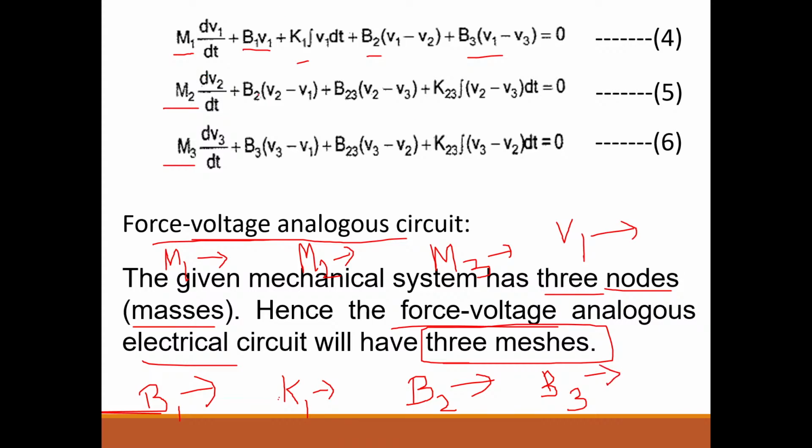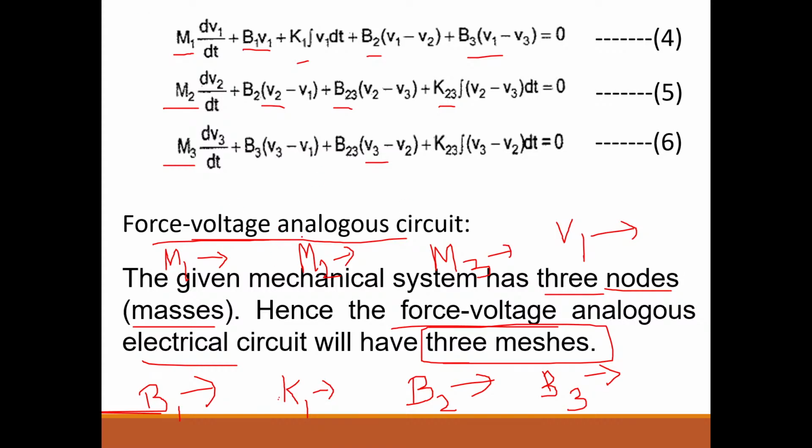Similarly, you write B2, B3, V1. V1 is over. You also write V2, put an arrow mark and leave it. Write B23, put an arrow mark and leave it. Write K23, put an arrow mark and leave it. That's it. I think I have covered all. I didn't write V3. Write V3, put an arrow mark and leave it.